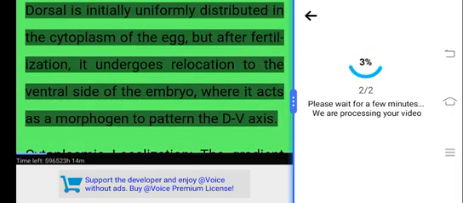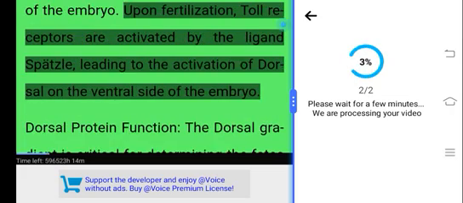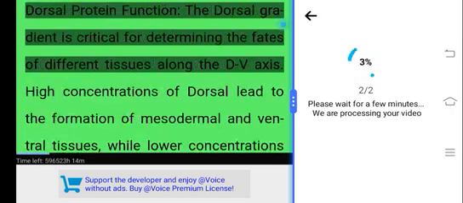Dorsal acts as a morphogen to pattern the DV axis. Cytoplasmic localization: the gradient of dorsal protein is formed due to the polarized distribution of proteins such as toll and spatzle at the ventral surface of the embryo. Upon fertilization, toll receptors are activated by the ligand spatzle, leading to the activation of dorsal on the ventral side of the embryo.